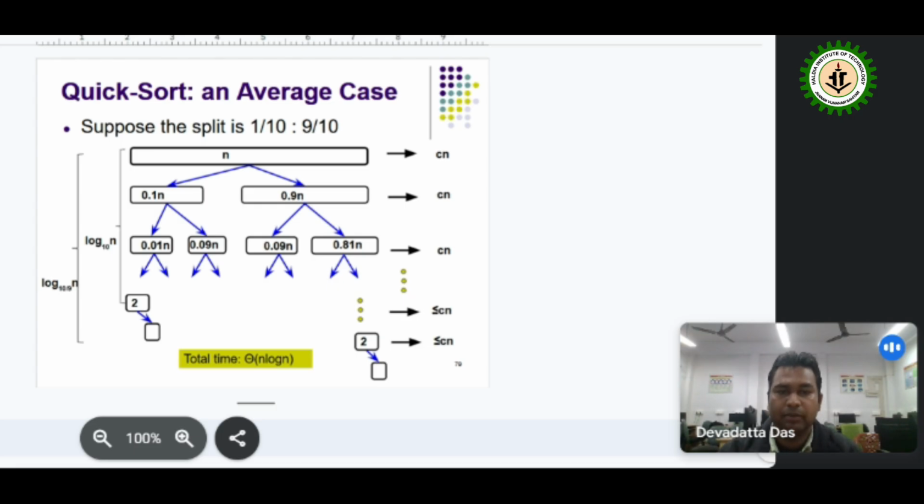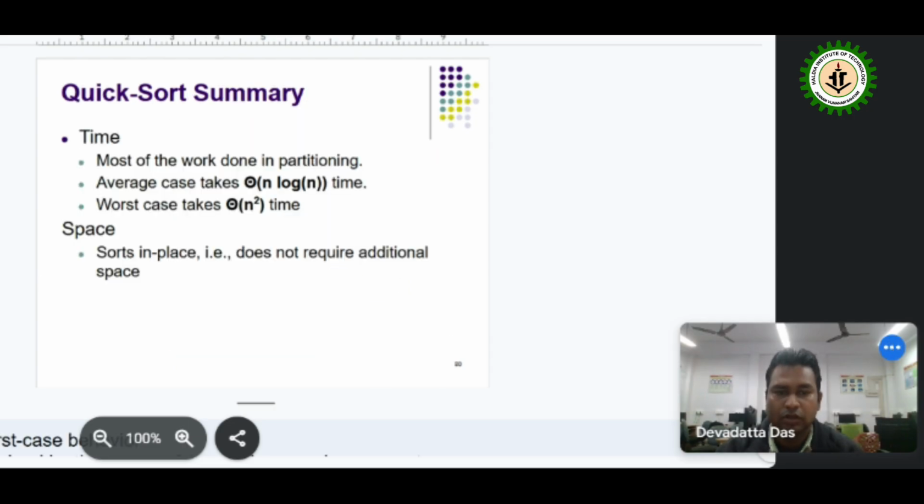So here is the average case of quick sort that is defined in this slide. Quick sort summary, the time complexity. Most of the work in quick sort is done by the partitioning technique. The average case takes big theta of n log n time, and the worst case takes big theta of n squared time. And then the space complexity. Quick sort is in place, that is, it does not require any additional space. So there is no extra space complexity in quick sort.